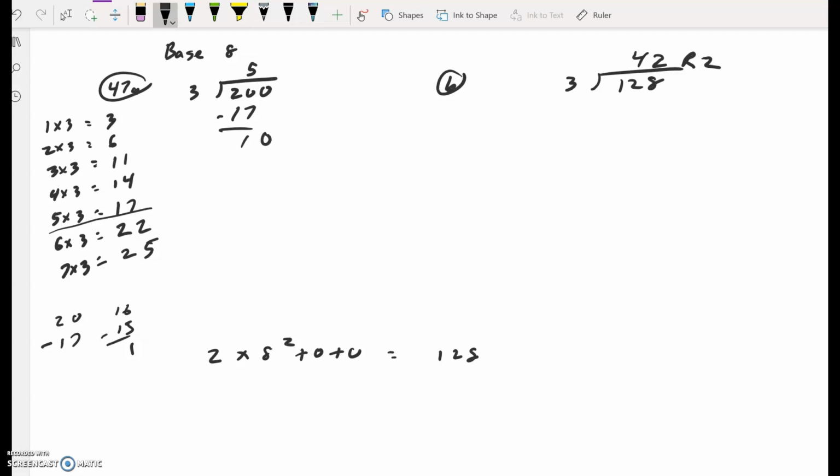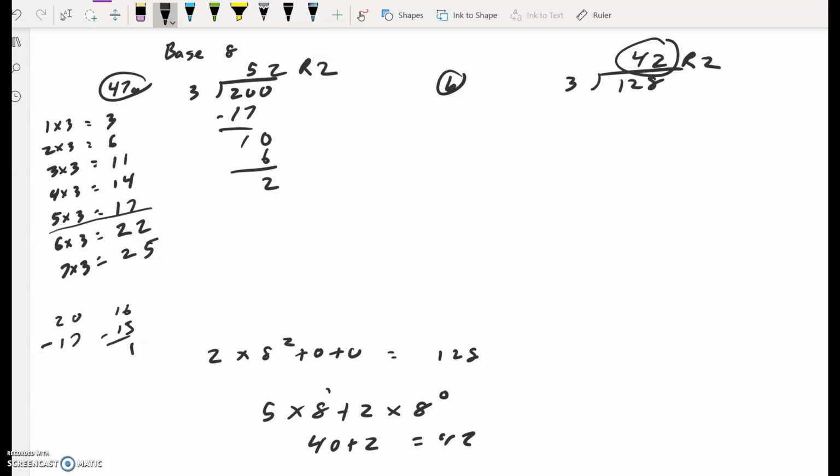Bring down the 0. It looks like this is going to go in twice. 2 times 3 is 6. This is 8, take away 6, that's 2. Remainder 2. 5 times 8 plus 2 times, I'll call it 8 to the first. This gives us 40 plus 2, and that is 42, and that checks.